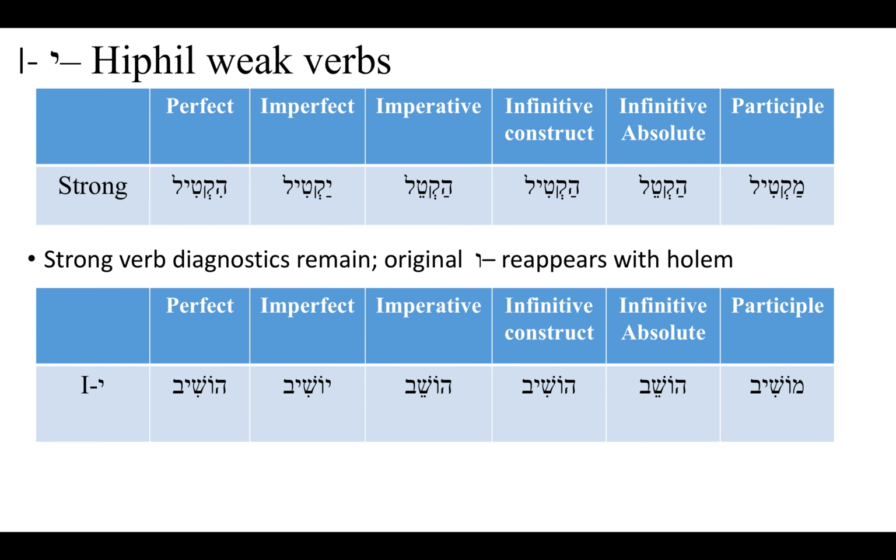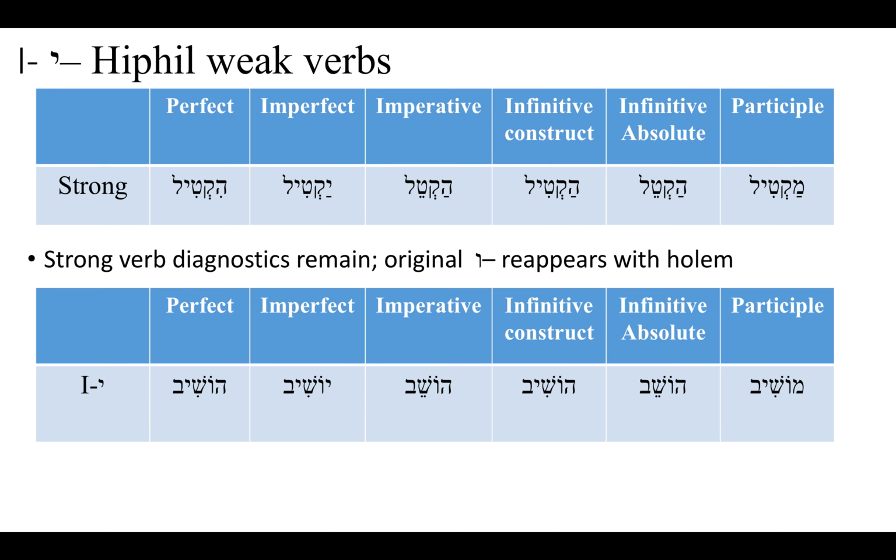Then first yod verbs. These first yod verbs usually originally had a vav there. So they were first vav verbs in an earlier stage in Hebrew, and this vav reappears with the holem in these Hiphil forms. So we still have the same prefix. We still have the hey in the perfect. We still have the hirek yod stem vowel, but the main thing that is lost now is the prefix vowel is no longer the hirek. It is now this holem vav that shows up, indicating the original character of the first yod verbs as a first vav verb.